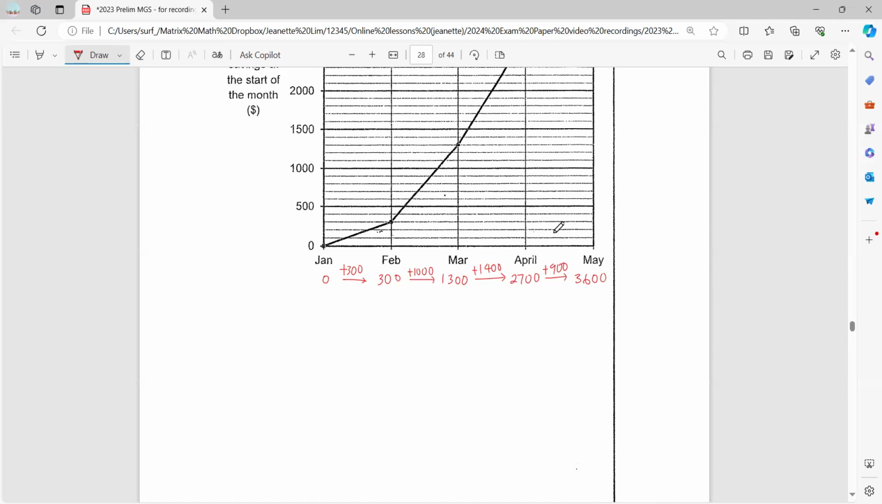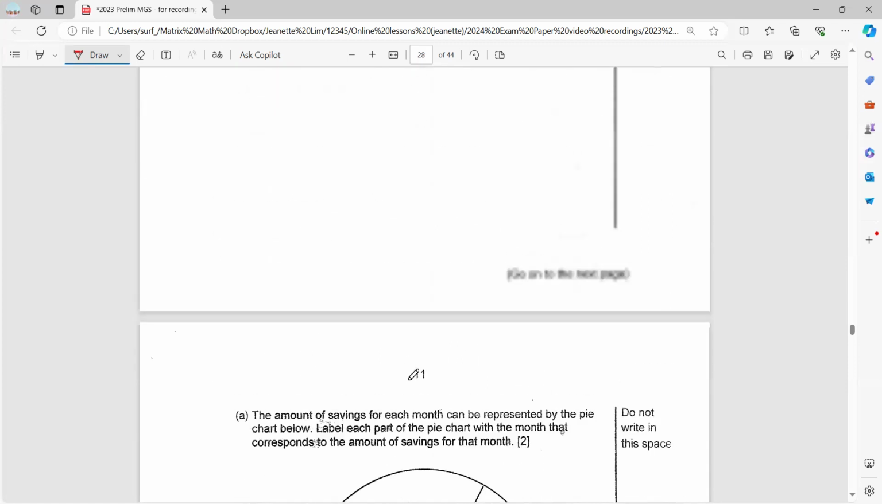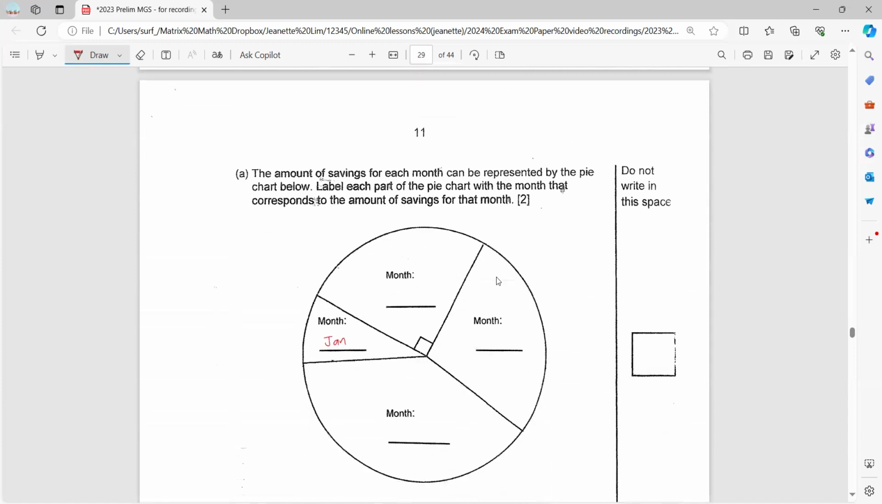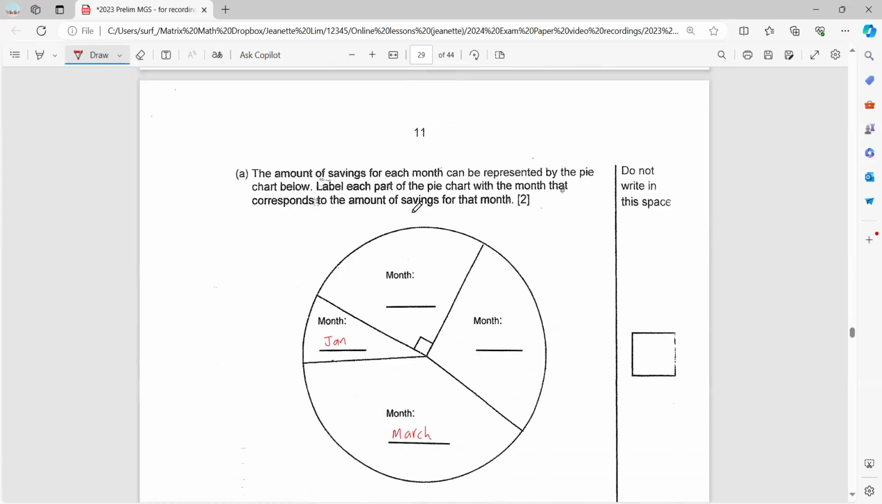So the smallest portion will be January, 300. So this one will be January. The biggest one will be here, January, February, March. This is for the month of March. So you're left with February and April. February and April just differ by 100. The bigger one is February. So this is February. And this will be April.